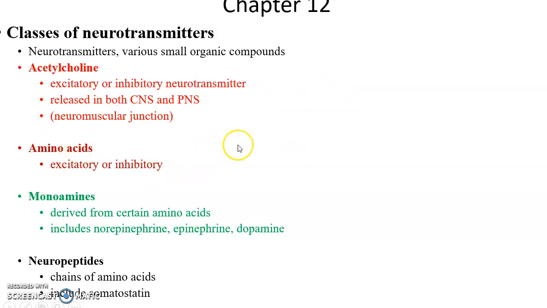Then some amino acids are neurotransmitters. Those amino acids can be excitatory or inhibitory. Then monoamines, these are smaller than amino acids, derived from amino acids. They also can be excitatory or inhibitory, and includes things like norepinephrine, epinephrine, and dopamine. Just so you know, norepinephrine and epinephrine are actually forms of adrenaline. And then neuropeptides. These are short chains of amino acids, can also be neurotransmitters, and that includes somatostatin, for instance.